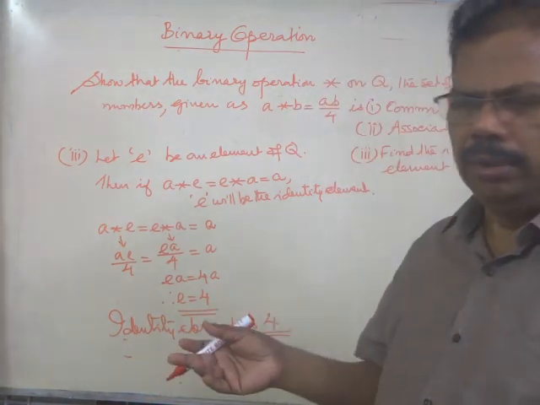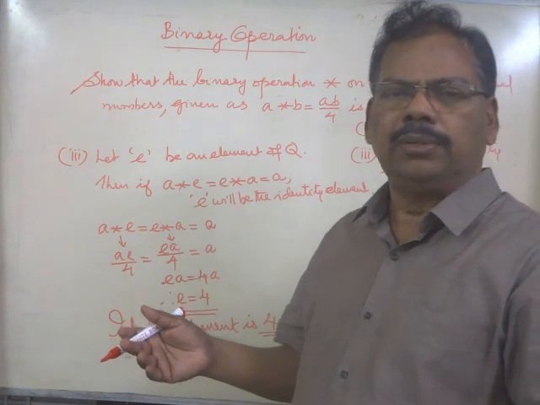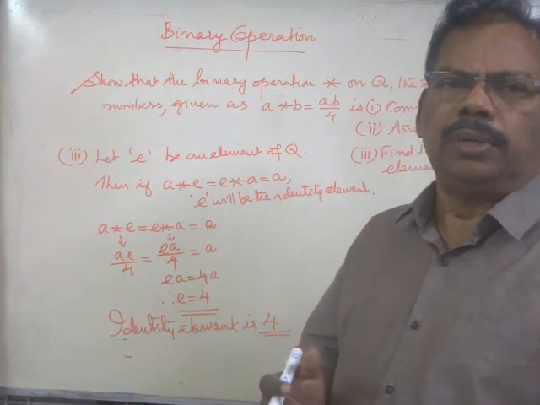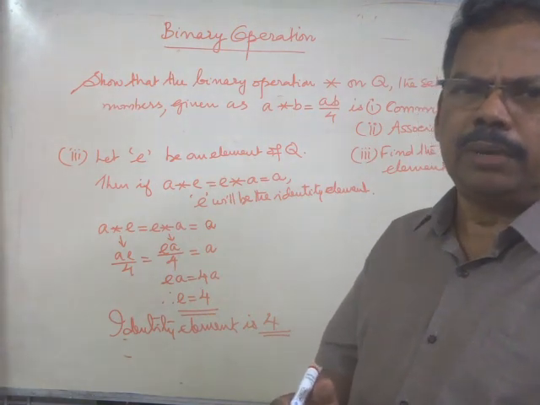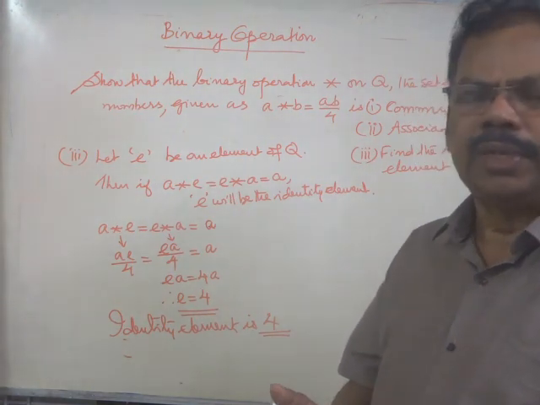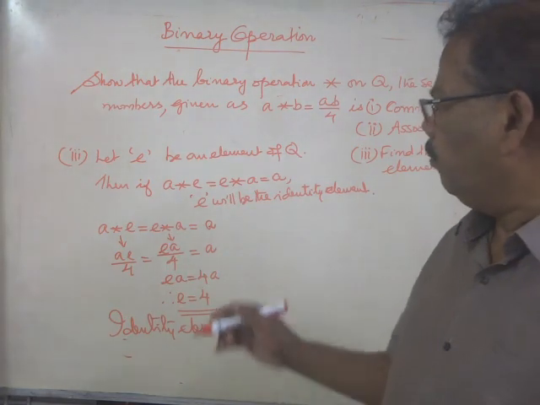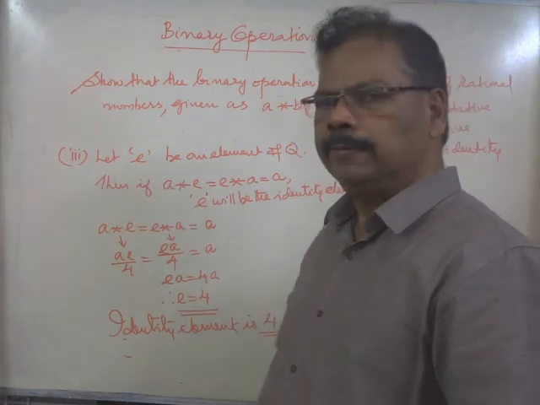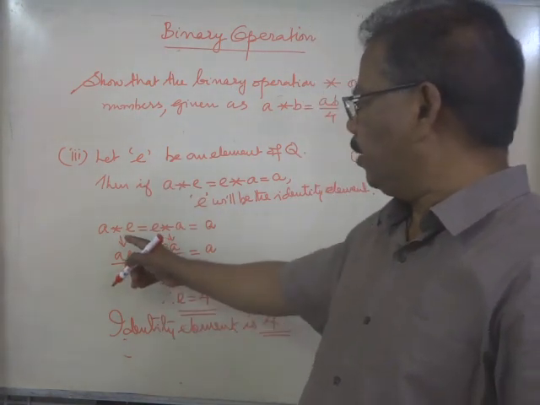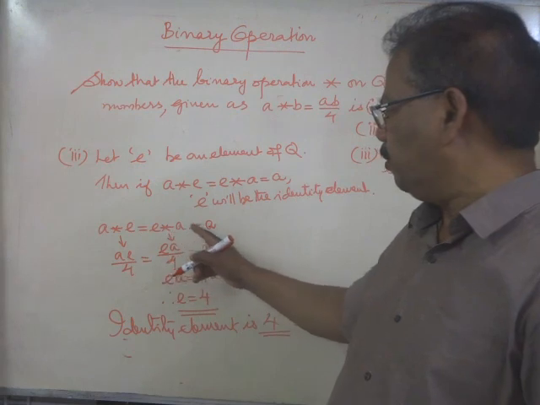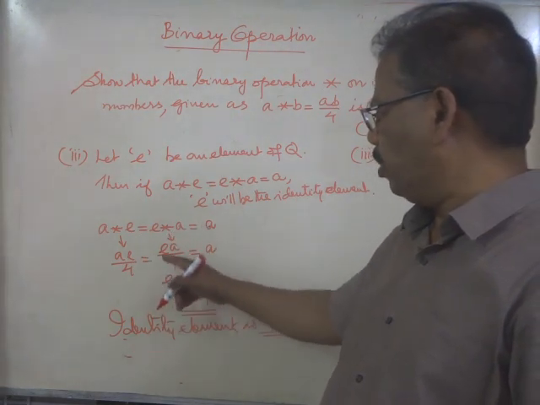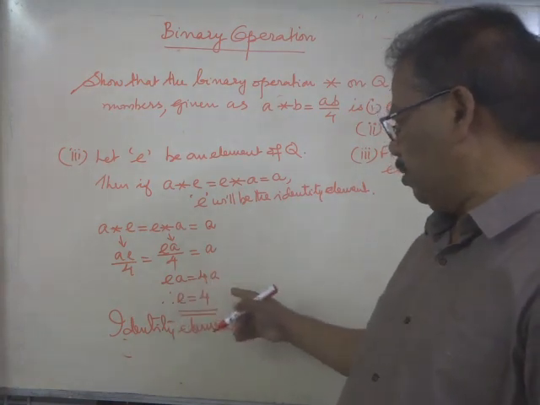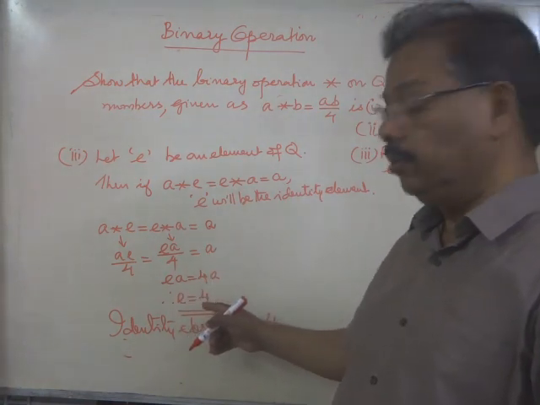For commutativity, we showed A star B is equal to B star A. For associativity, we showed (A star B) star C is equal to A star (B star C). And for identity, if identity element is E, we showed A star E is equal to E star A is equal to EA. Then AE by 4 or EA by 4 is equal to A. Cancelling A or dividing by A on both sides, we get E is equal to 4.